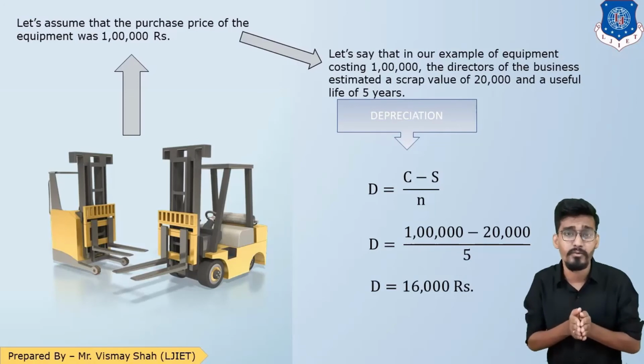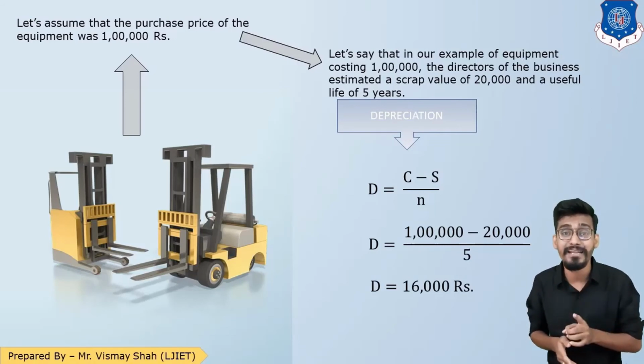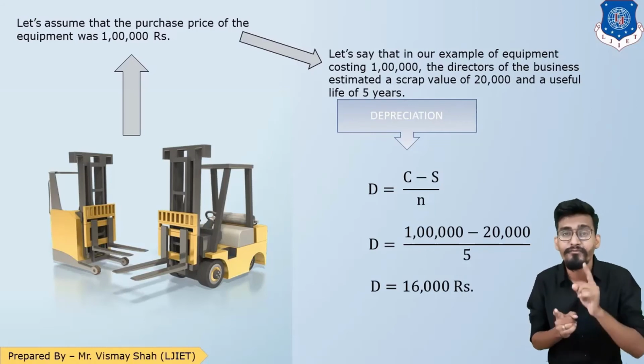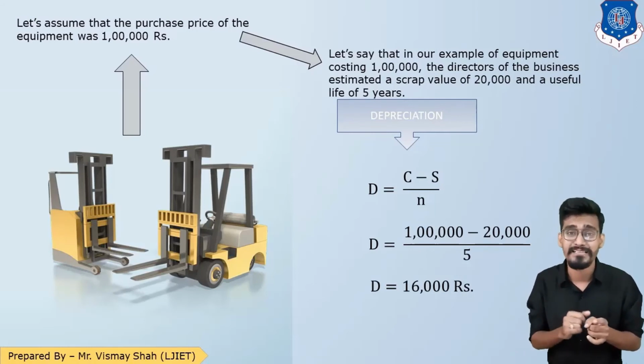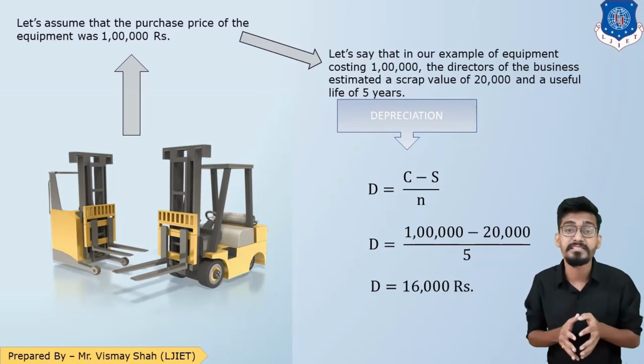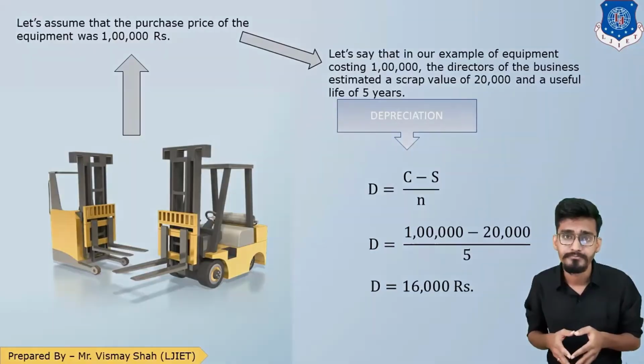Now what does this 16,000 indicate? This indicates that every year the forklift equipment loses its value by 16,000. So when you have purchased this equipment at 1 lakh rupees, and the first year is completed, the value will become 1 lakh minus 16,000. Second year, 1 lakh minus 2 times 16,000 and so on.